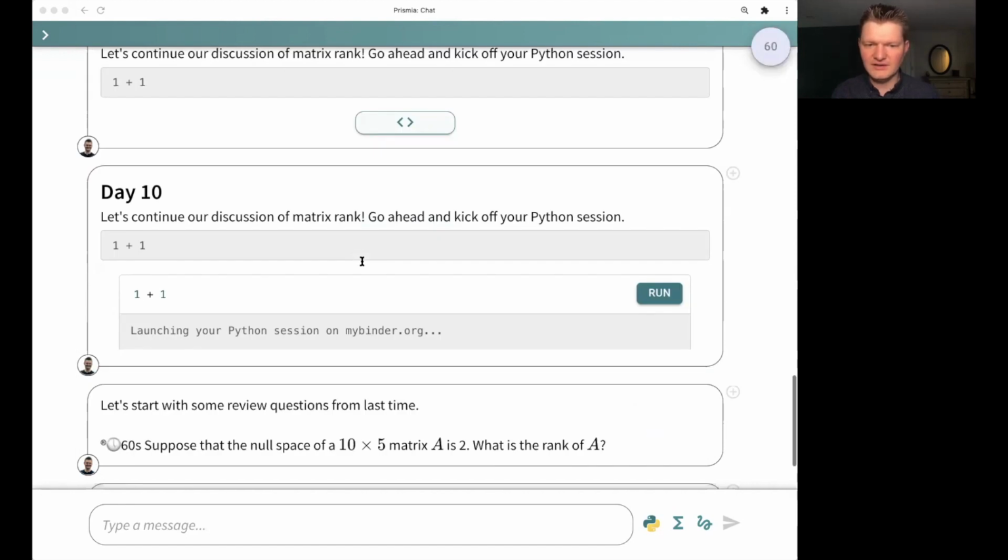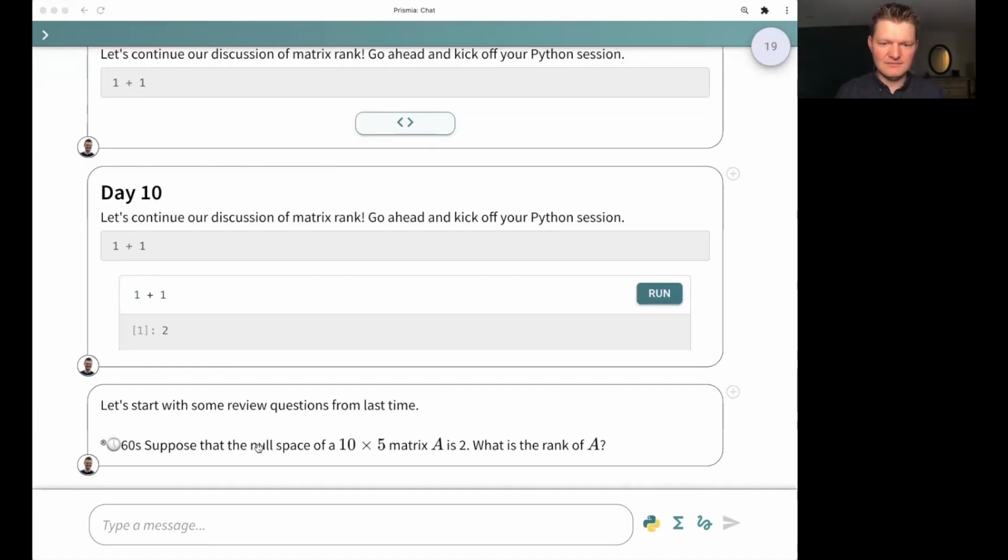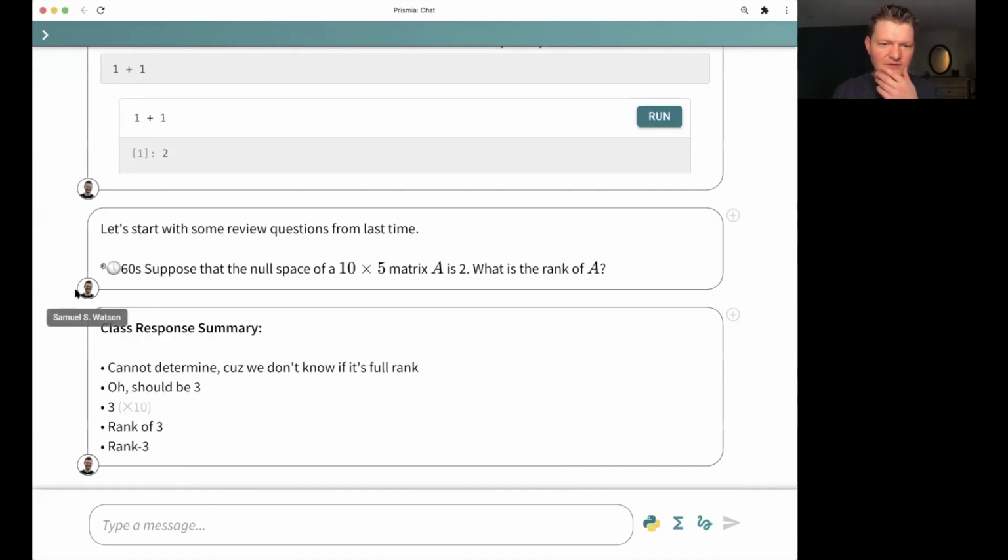And I want to ask just a short review question from last time to see whether folks are feeling comfortable with that. So suppose that the null space of a 10 by 5 matrix A is 2. What is the rank of A? So the rank should be 3.